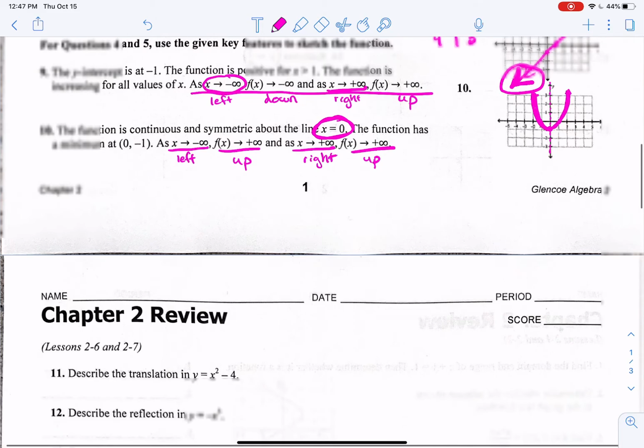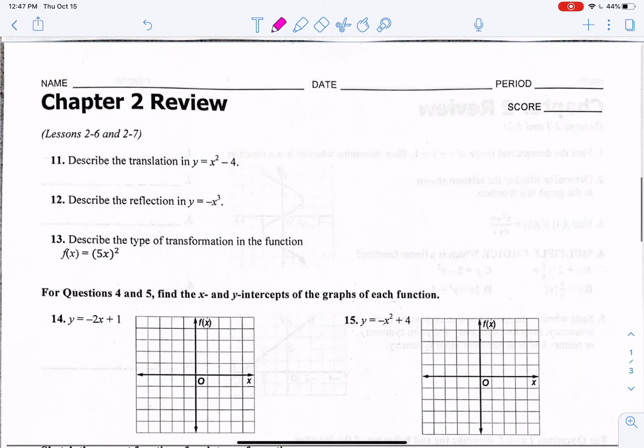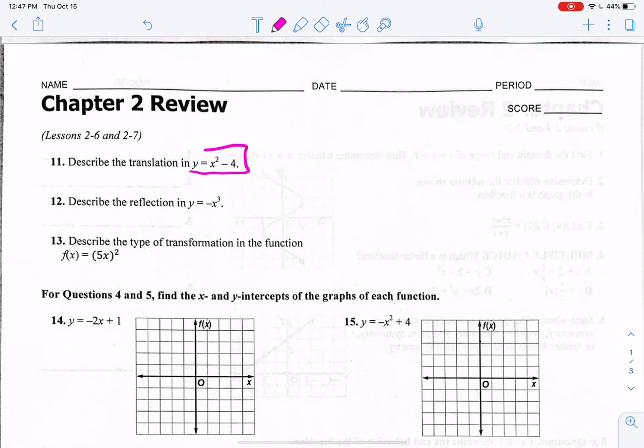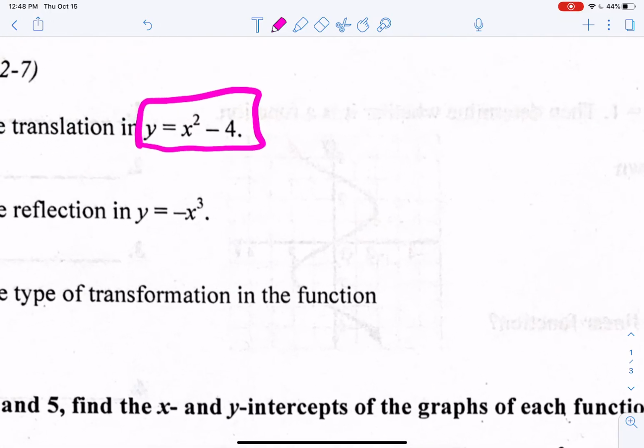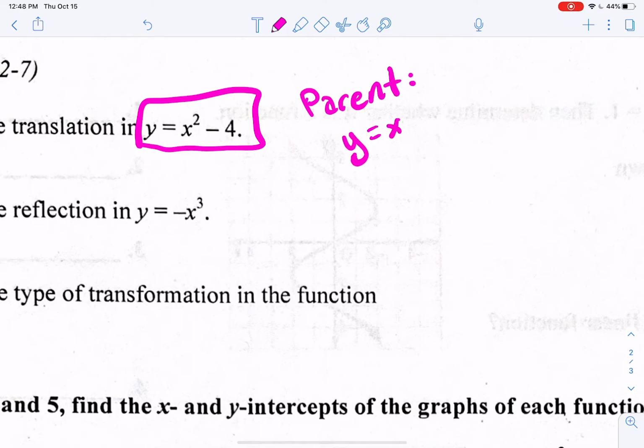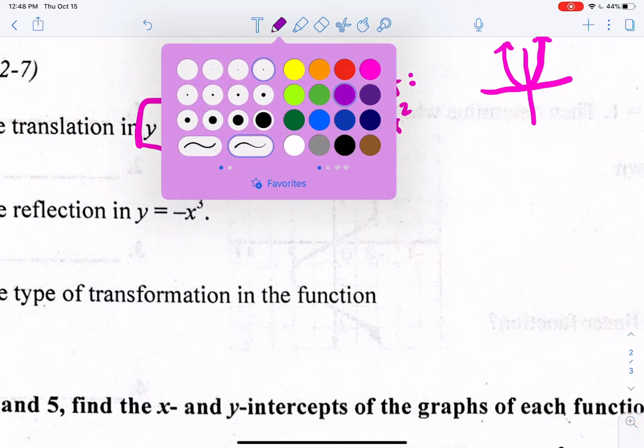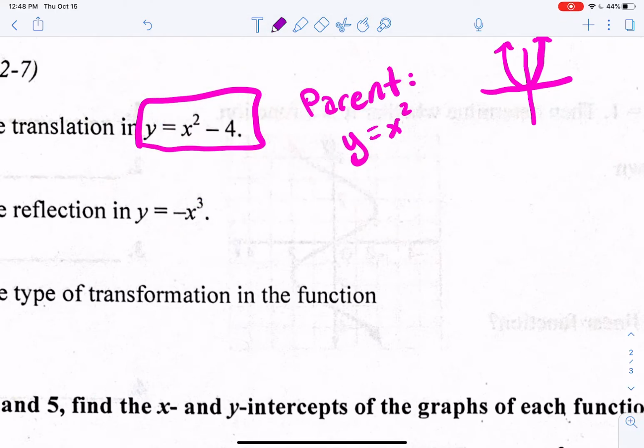Okay, number 11, describe the translation y equals x squared minus 4. Okay, so we're going to start out with what the parent function looks like. So if I would strip away all of the numbers, what would be left over? The parent function would be y equals x squared. Okay, and if you think about how this works, y equals x squared is that parabola-looking thing. And then we just have to decide what the 4 is doing. Okay, so the -4 is going to move it down 4 units.